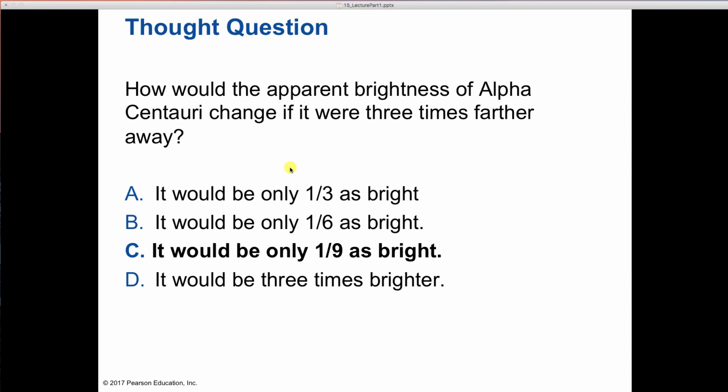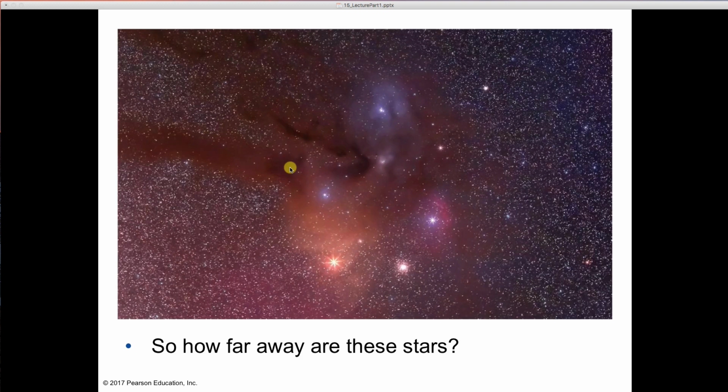And so if you double your distance, the brightness goes down by a factor of 4. If you triple your distance, the brightness goes down by a factor of 9. If you quadruple your distance, the brightness goes down by a factor of 4 squared, or 16. And so there's this inverse squared relationship. So we need to figure out distance. It's really important. How do we determine how far away these stars are?